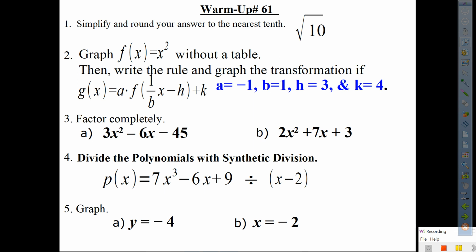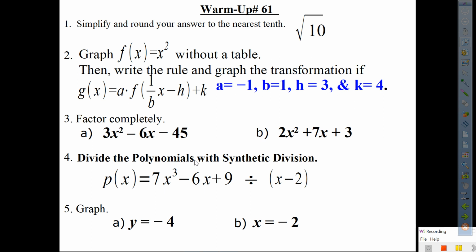Then write the rule and graph the transformation if g of x equals a f of 1 over b x minus h plus k. The parameters given are a equals -1, b equals 1, h equals 3, k equals 4. From there, factor completely for part 3. 3a, it says 3x squared minus 6x minus 45. For part b, it's 2x squared plus 7x plus 3.